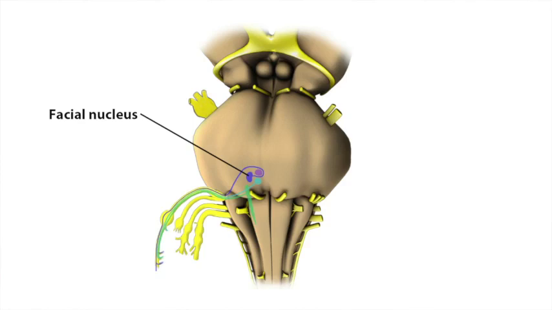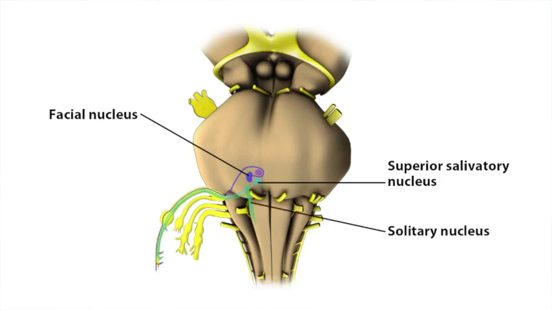The cell bodies of the parasympathetic fibers are in the superior salivatory nucleus in the pons. The nucleus of the taste fibers is in the solitary nucleus in the medulla, and the general sensory fibers, which supply some of the skin on the outer ear, synapse at the trigeminal nucleus.